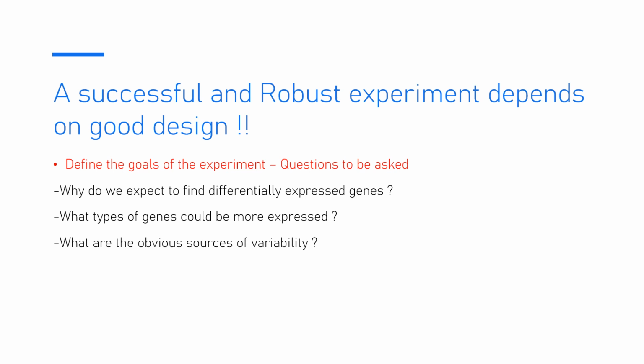So before sending your RNA samples for sequencing, or rather before even beginning the experiment, we need to ask certain basic questions. Why do we expect to see differentially expressed genes? What type of genes could be more expressed? What are the obvious sources of variability, the biological changes, and what factors or variables can influence the outcome?